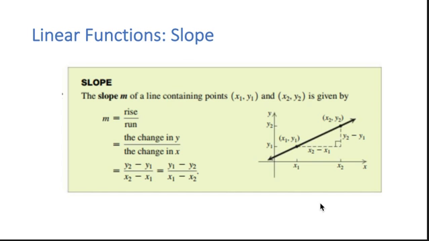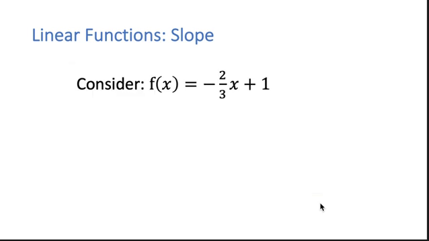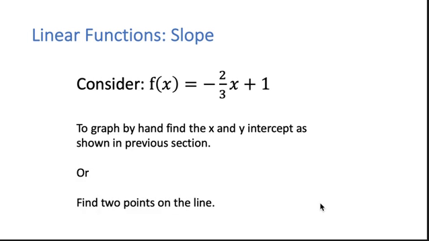Let's look at another example. Consider the function f of x is equal to negative 2/3 x plus 1. Graph that function. We're going to graph it the way we learned it before by using the x and the y-intercepts, or we could do it by using 2 arbitrary points.